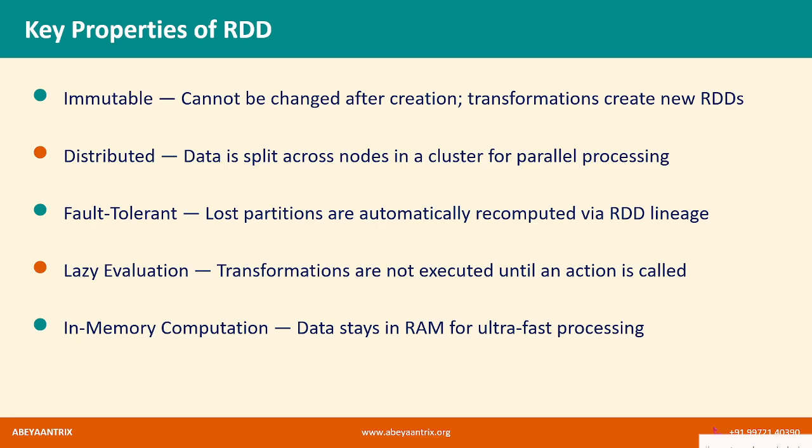And fault tolerant. I told you it is fault tolerant. And lazy evaluation. So what do you mean by lazy evaluation? Transformations are not executed until an action is called. That means I have to call the action, then only the transformations will be executed. Without calling, it will not do anything. So that is called lazy evaluation. In-memory computation: data stays in RAM for ultra fast processing. So these are the important key properties of RDD. Why we need RDD? These are the reasons.